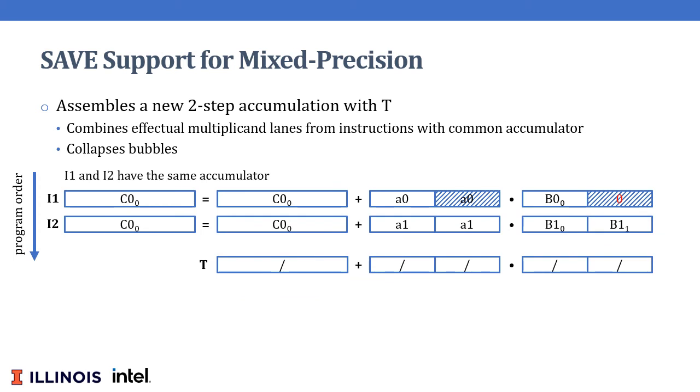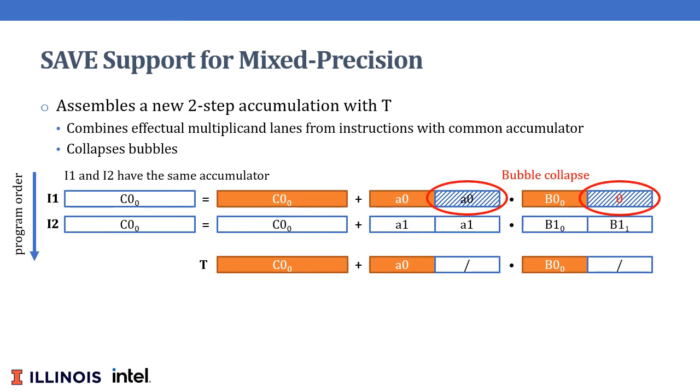To exploit sparsity in the mixed precision instructions, SAVE collapses bubbles in the multiplicand lanes from the instructions that share the same accumulator. In the example, both instructions accumulate onto C0. For simplicity, we only show one accumulator lane and the two pairs of multiplicand lanes mapped to it. First, we assign multiplicand lane 1 from I1 to multiplicand lane 1 in T. Then, because multiplicand lane 2 in I1 is ineffectual, we collapse it. Therefore, we assign multiplicand lane 1 from I2 to multiplicand lane 2 in T.